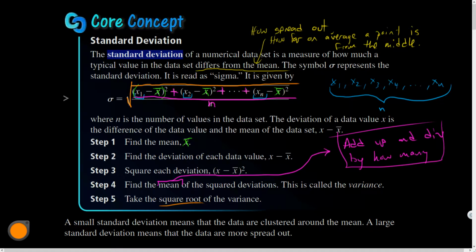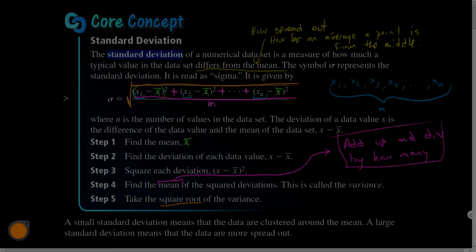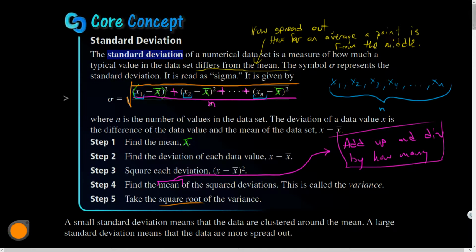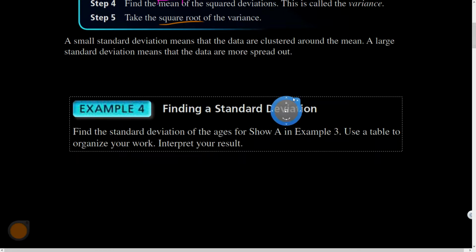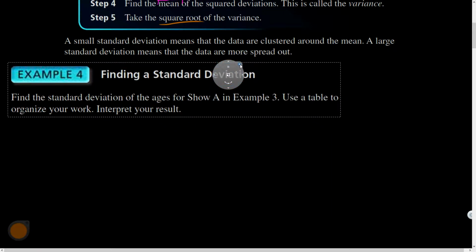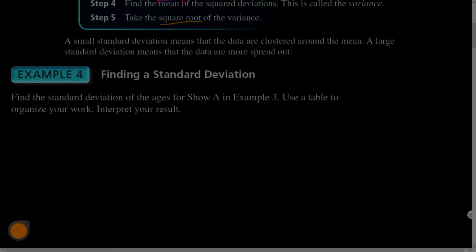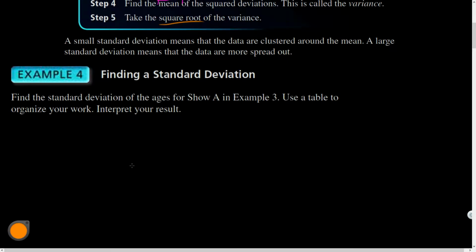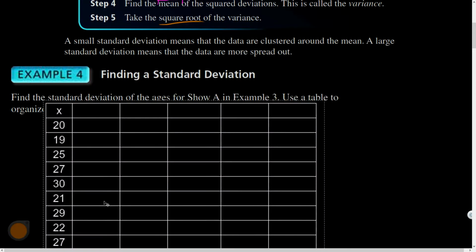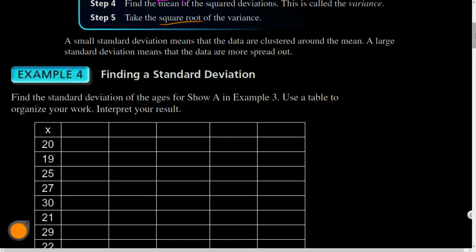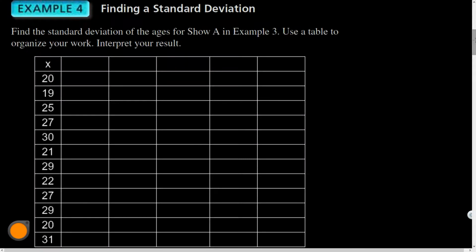Okay? So let's look at example 4. Example 4, here we go. You're so excited to use this formula. All right, here we go. Find the standard deviation of the ages in show A from example 3. Hey, good news, friendly friends. I done doodly did that for you. I made a nice little table for us. Look at this. This is beautiful. Okay, so I've made a table for us.